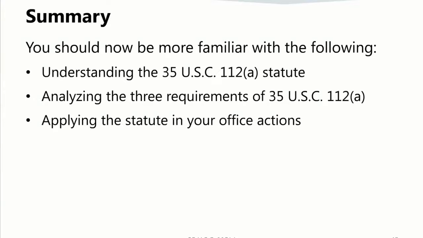In conclusion, when making any rejection under 35 U.S.C. Section 112(a), you bear the initial burden in showing applicant has failed to meet the requirements of 112(a). After this is completed, you must properly address all other issues and apply prior art if appropriate. You should now be more familiar with what 35 U.S.C. Section 112(a) is, what the three requirements of 112(a) are, and how to apply the statute in office actions.